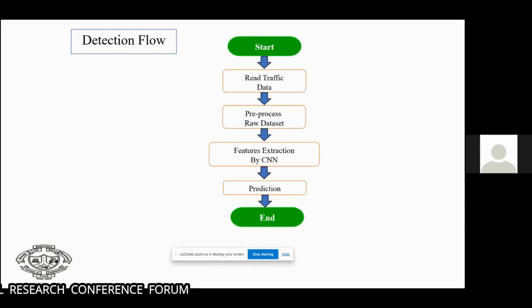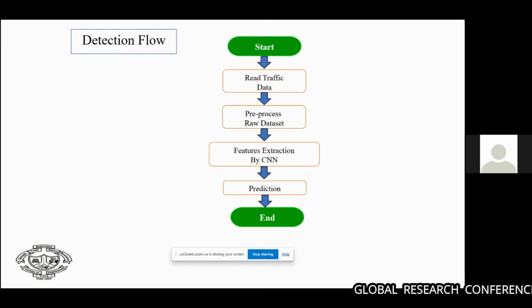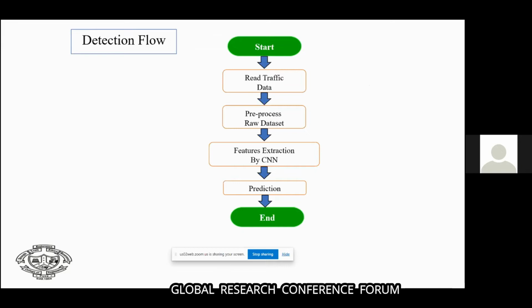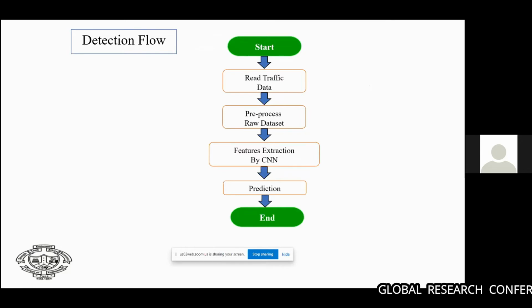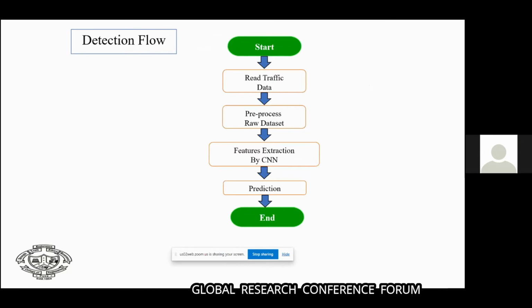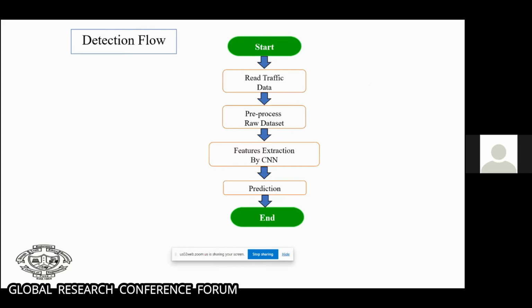First, we capture the packets, that is, files from the internet. Then we read that traffic data and pre-process the raw data. We give that input for feature extraction to a CNN model. Then we predict on our test data.